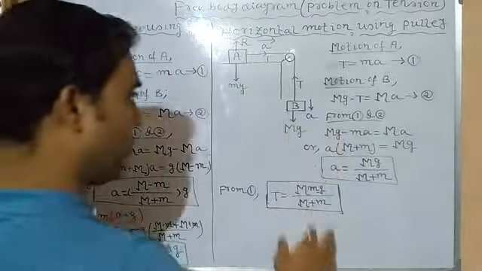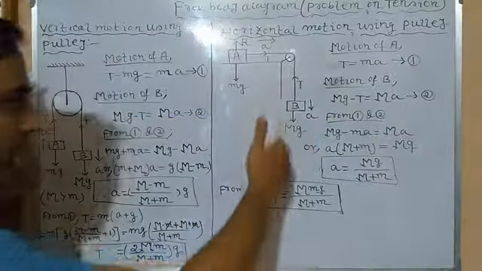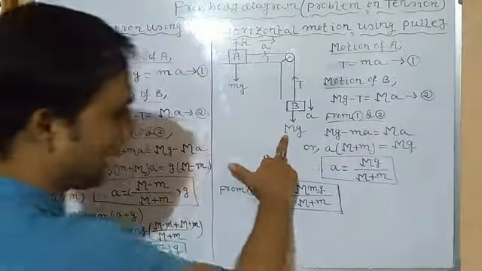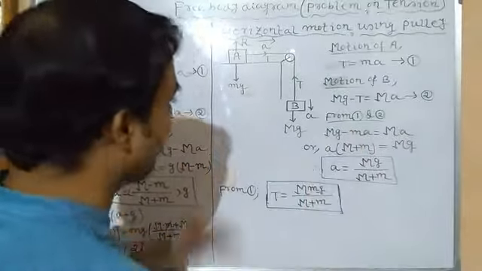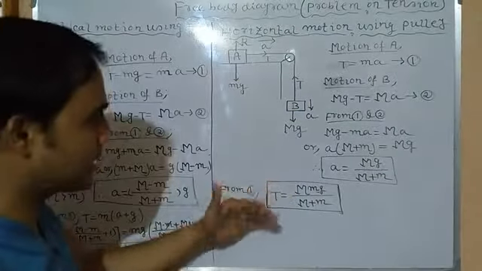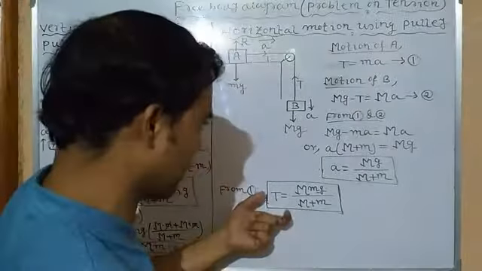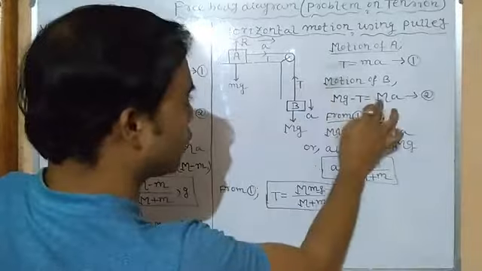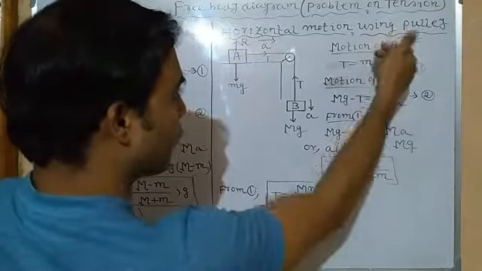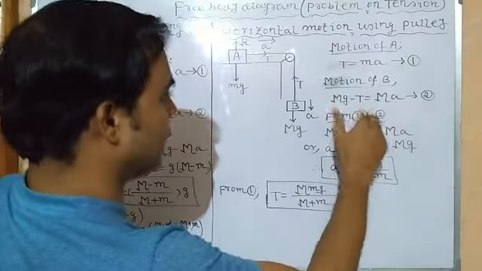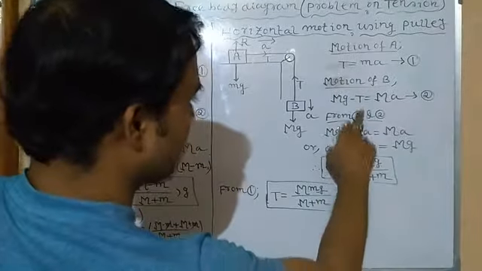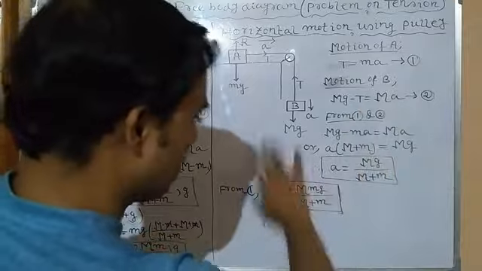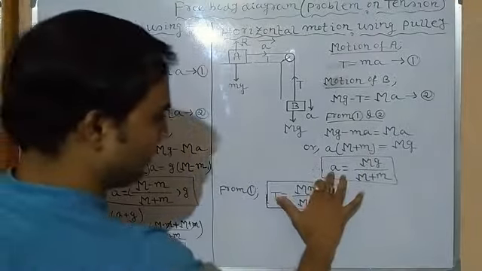Now considering the motion of B, tension acts in the upward direction, its mass is capital M, its weight acts in the downward direction with acceleration a. Since it is moving in the downward direction, the resultant effect is in the downward direction. So Mg minus T is equal to capital M into a. So from 1, if we put the value of T in 2, we get Mg minus ma is equal to Ma. Now calculating, we can get the value of the acceleration.